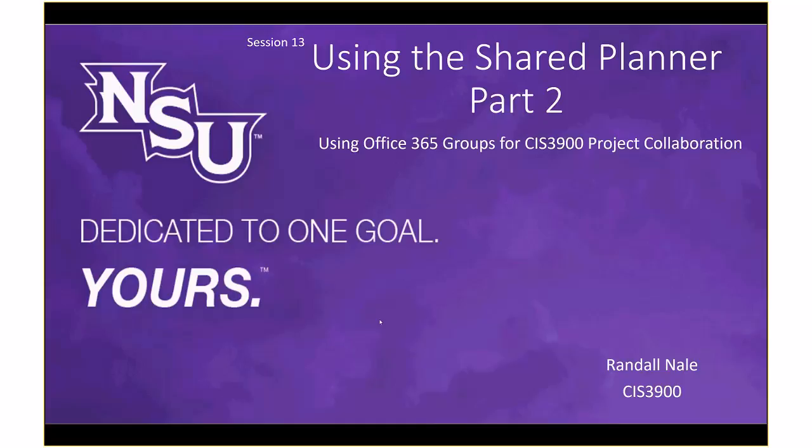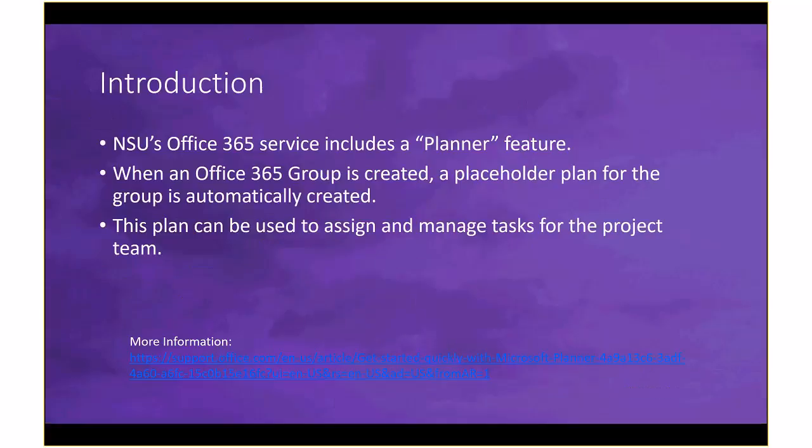Welcome to session 13 of using Office 365 groups for CIS project 3900 final project collaboration. Session 13 is about using the shared planner, and it's part 2 of using the shared planner. So if you haven't watched session 12, which is part 1 of the planner, you'll need to do that before watching this session. In this session, we're going to continue our discussion of the planner feature.